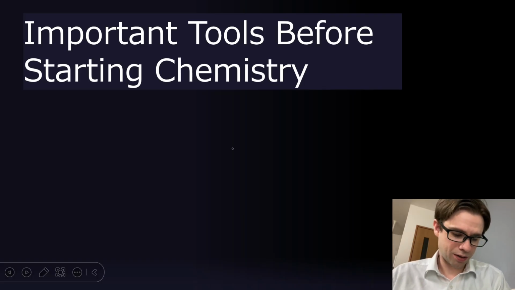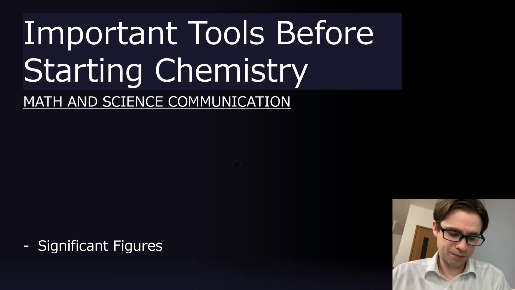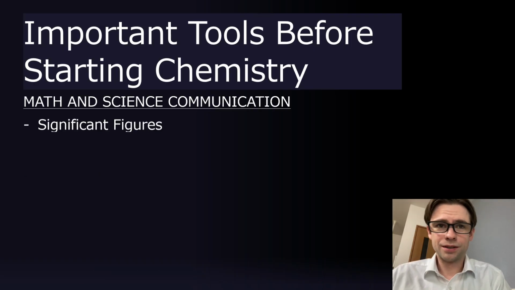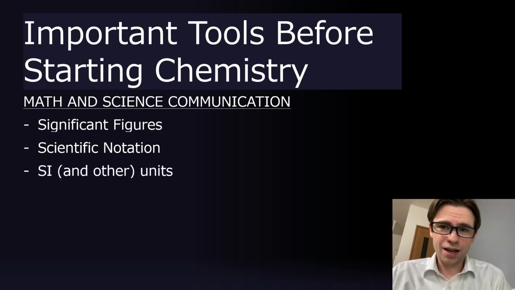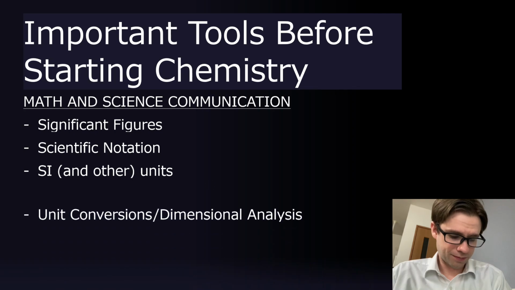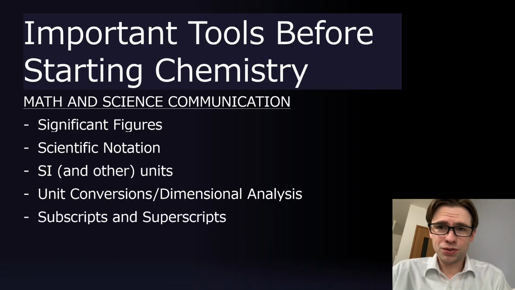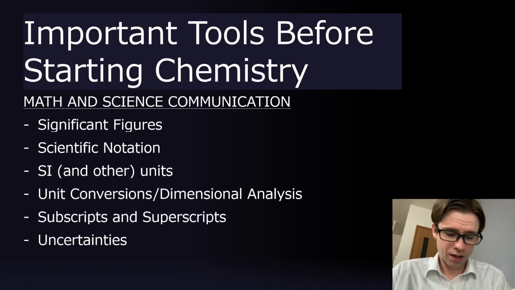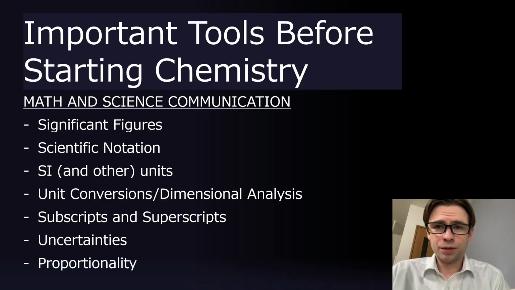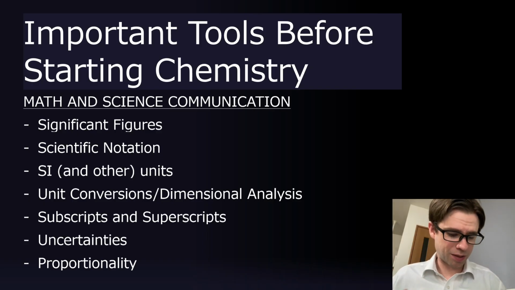So what am I talking about? Math and science communication. Significant figures. Maybe you've heard of that before. Scientific notation. SI units and other units. Unit conversions and dimensional analysis. So important. Subscripts and superscripts. Uncertainties. And finally, proportionality. Okay, so before we even do any science, we need to talk about these things.